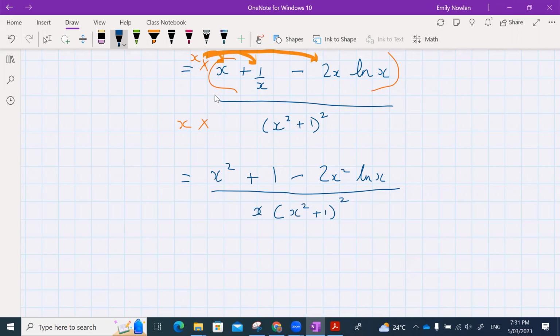Now, on the top, there are no like terms. If you look at the numerator, you've got x squared, you've got a plus 1, and you've got 2x squared ln x. There are no like terms. That's as far as you can go.